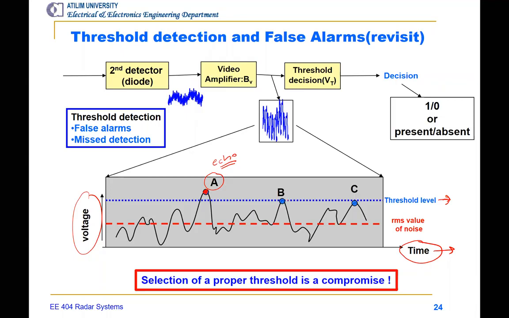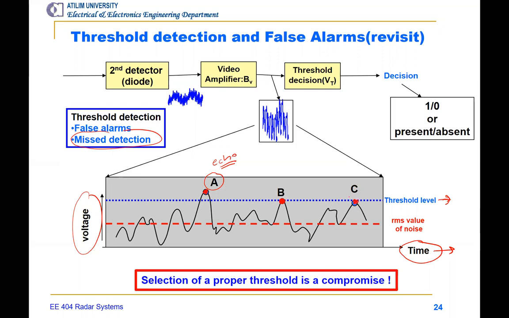Okay, for B, it's just about threshold. We can either report this as an echo signal or a noise. If it is a real echo signal, but we report this as a noise, then that's going to be a misdetection, okay? Because there's an echo signal actually, but we report this as a noise. On C, for example, if this is a noise, but we report this as an echo signal, then this is going to be false alarm.